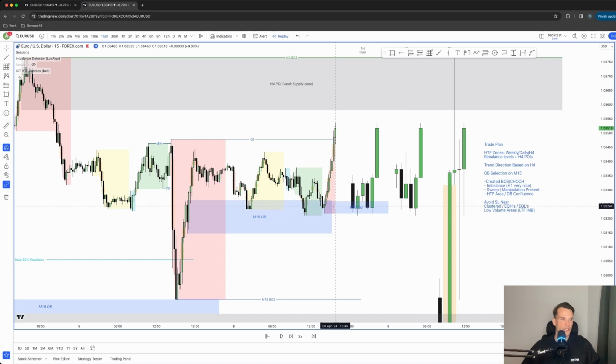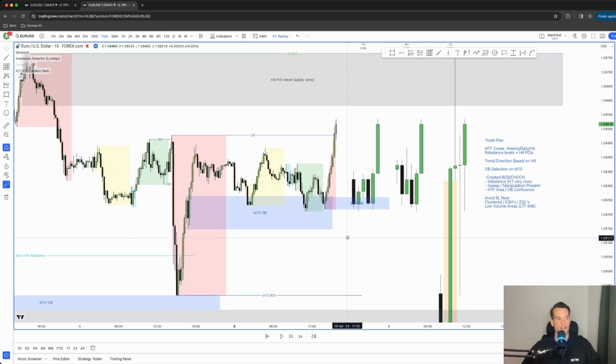Swept and manipulated. Unfortunately, we don't have that present right now. We did have it present on the London low, so that makes it a little bit weaker. A high time frame area. As you can see here, we've got a nice H1 order block formed, a nice H4 order block formed, so it has that confluence here.